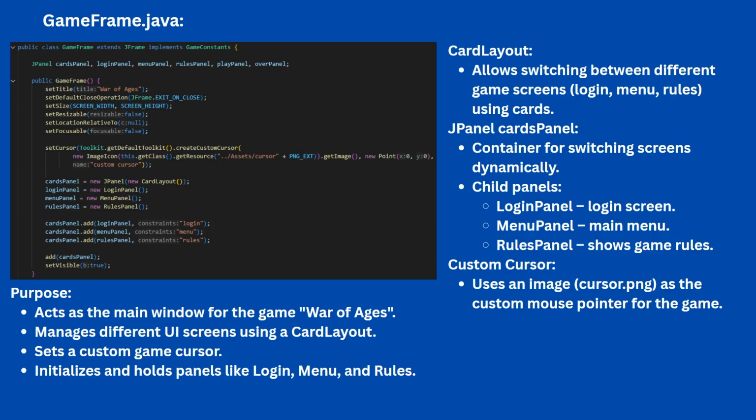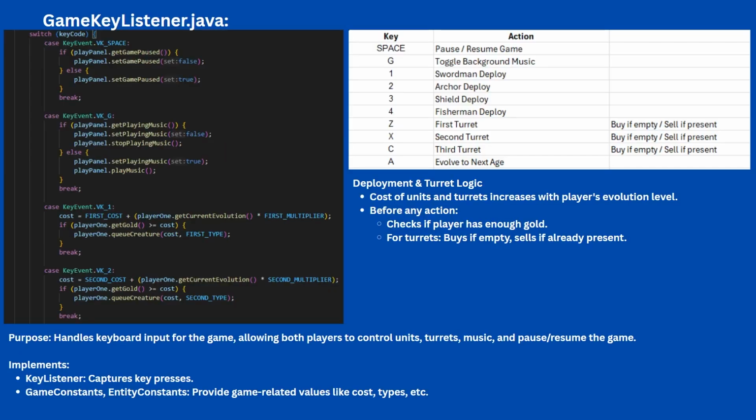Okay, so all the panels like login panel, menu panel, and rules panel are added to a cards panel, which is a container that manages the switching. And also we made a custom cursor for the game, just a small touch for the game interface. So overall, this class centralizes all UI components and manages transition between them. Next one, we have the game key listener.